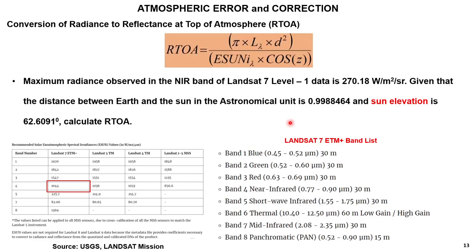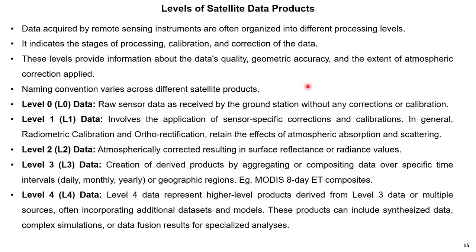Okay. So here I have described something called level 1, and last week also I mentioned something called level 2. So what is this level 1, level 2 and all that? That I will explain here. There are different levels of satellite data products. They can be organized into different processing levels, based on how much they have pre-processed it before it comes to us. These levels indicate the stage of processing, calibration and correction of data. They provide information about data quality, geometric accuracy and the extent of atmospheric correction that is applied or not applied. These are the general levels.